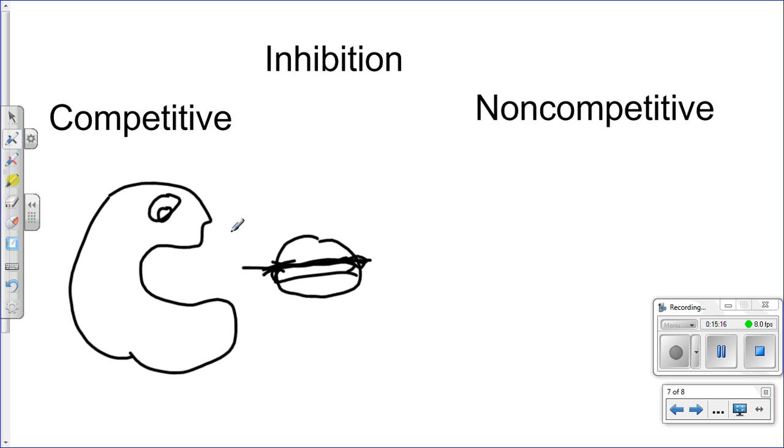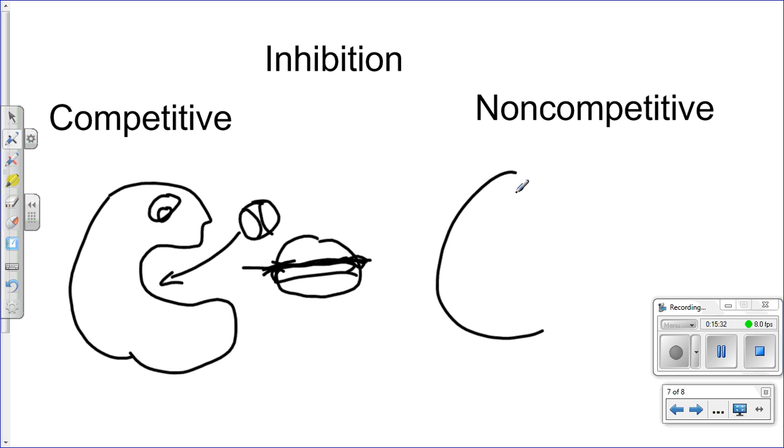Competitive inhibition would be as if you threw a tennis ball that has the same type of shape into his mouth. That would inhibit or slow down the ability of Eddie to be able to eat this hamburger. Competitive, right into the active site changes.